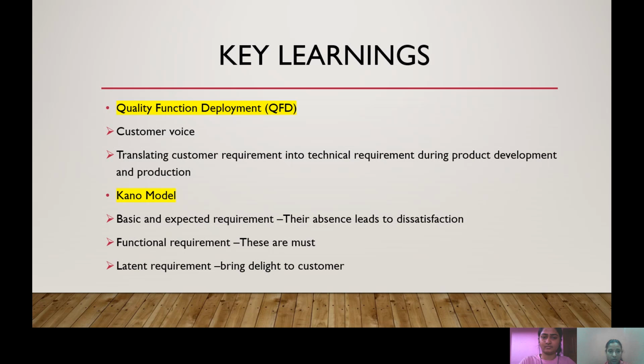And then the next learning is the Kano model. This Kano model basically categorizes client requirements into 3 categories. The basic requirements are so basic that they need to be there in the product. If that is not there, then that leads to customer dissatisfaction. The next is functional requirements, which must be there. And then the third is latent requirements, which, if they are there, will delight the customer.